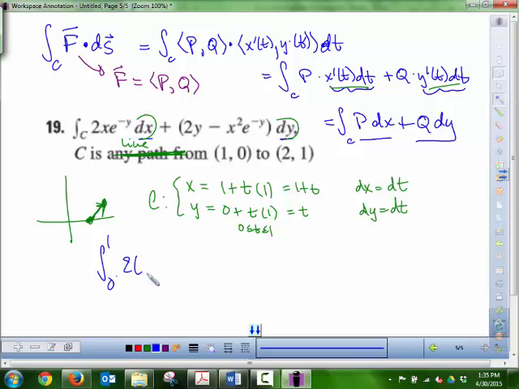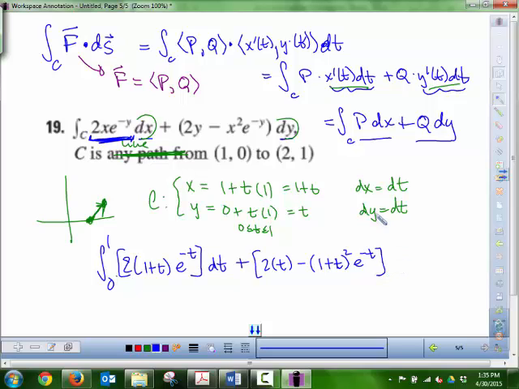x is 1 plus t. y is t. So this is the first part over here. We'll call it P. dx is just dt. And then next we have 2y, and y is equal to t, minus (1 plus t) squared e to the negative t. dy is also equal to dt.